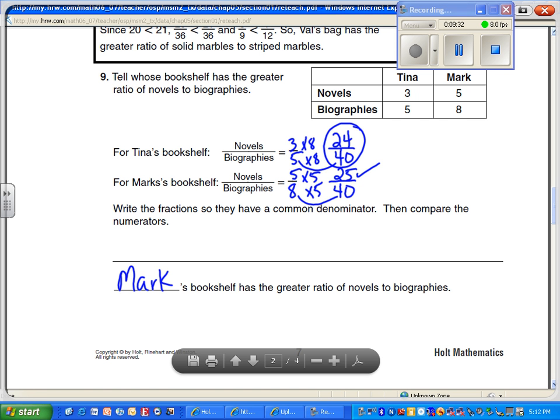So we needed a common denominator to compare. So that's going to also be in your homework. So go over the notes, just follow the notes to complete your homework, and let me know if you have any questions.